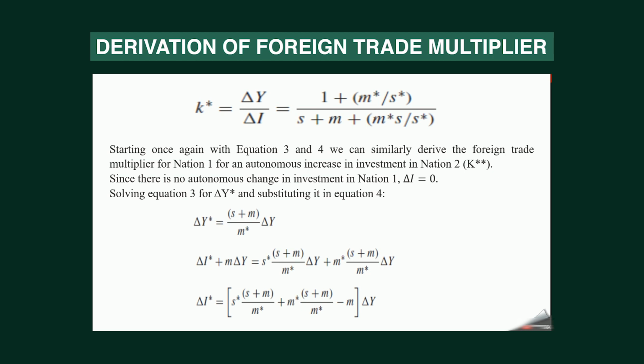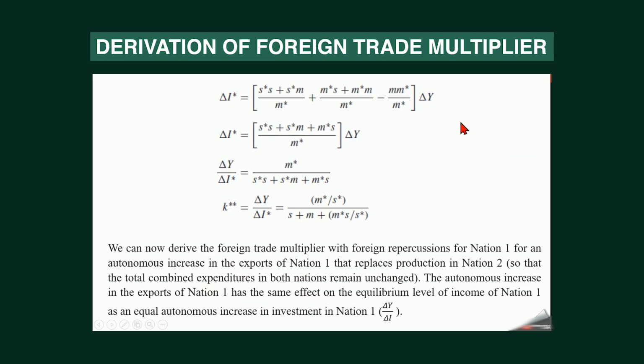And again, we do the algebraic manipulations to simplify. So we take this from the left hand side and put it into the right hand side. All the variables will now be in delta y terms. So we take delta y common, and from here, we can find the change in Y due to change in I star. So the trade multiplier due to change in investment in nation 2 is now shown here.